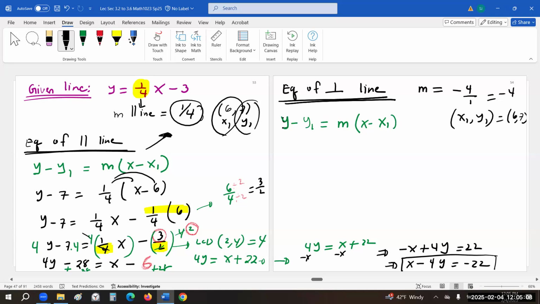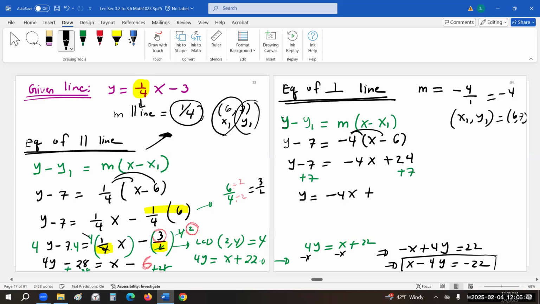Now for the perpendicular line, we do the same thing. It's y minus 7. And this time we don't have a fraction. So our life will be easier. Negative 4 times x minus 6. We distribute, we get y minus 7 is negative 4x. Negative 4 times negative 6, positive 24. And then we just need to add 7. So we get y equals negative 4x plus 31.